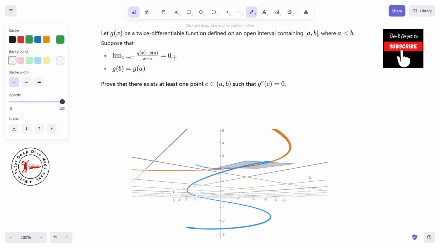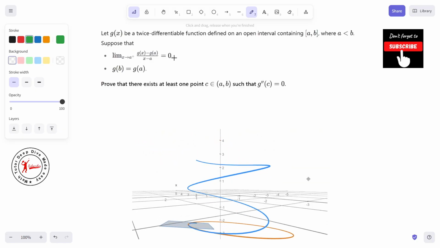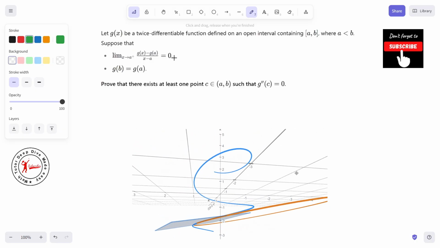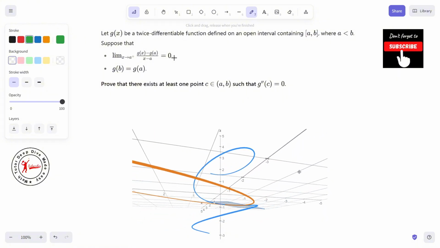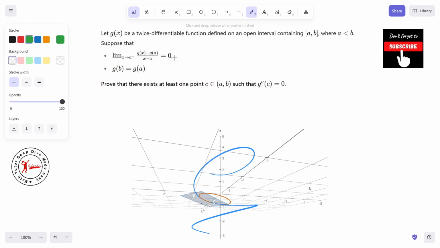Assume that the limit, as x approaches a from the right, of the difference between g of x and g of a, divided by x minus a, equals 0. Also, assume that g of b is equal to g of a. Prove that there exists at least one point c between a and b where the second derivative of g at c equals 0. Alright, let's take this step by step together.